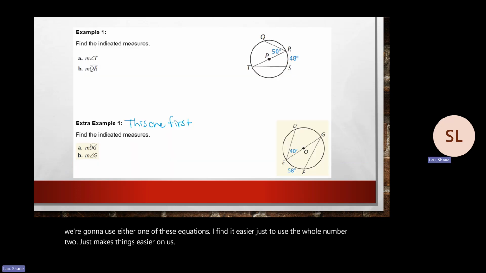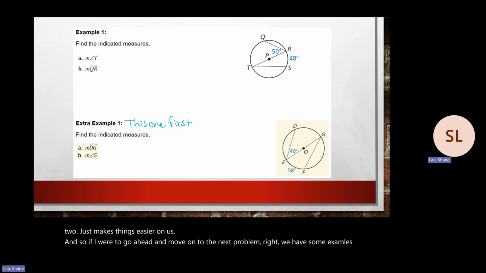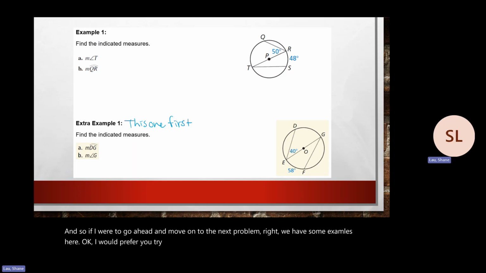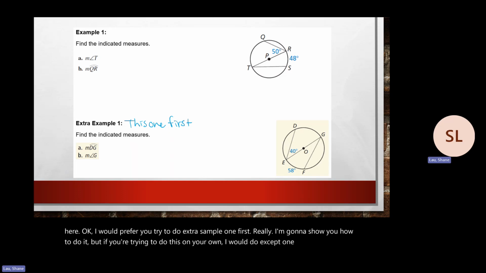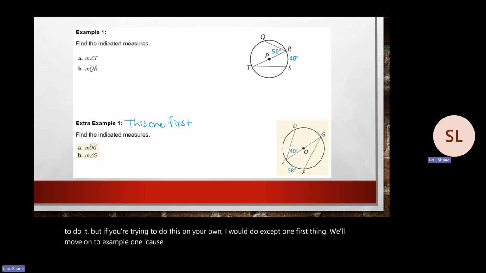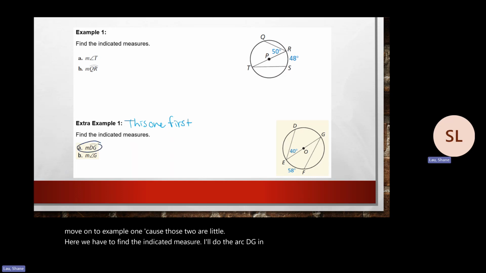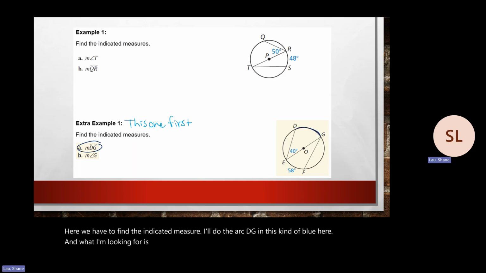And if I were to move on to the next problem, we have some examples here. I would prefer you try to do example 1 first. I'm going to show you how to do it, but if you're trying to do this on your own, do example 1 first, then we'll move on to the next one, because those two are a little weird. Here we have to find the indicated measure. I'll do the arc DG in blue here, and what I'm looking for is this arc in blue.